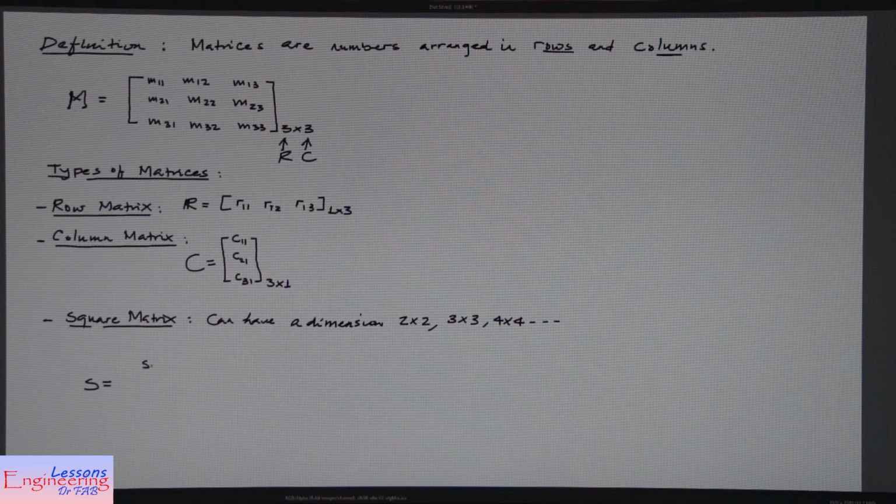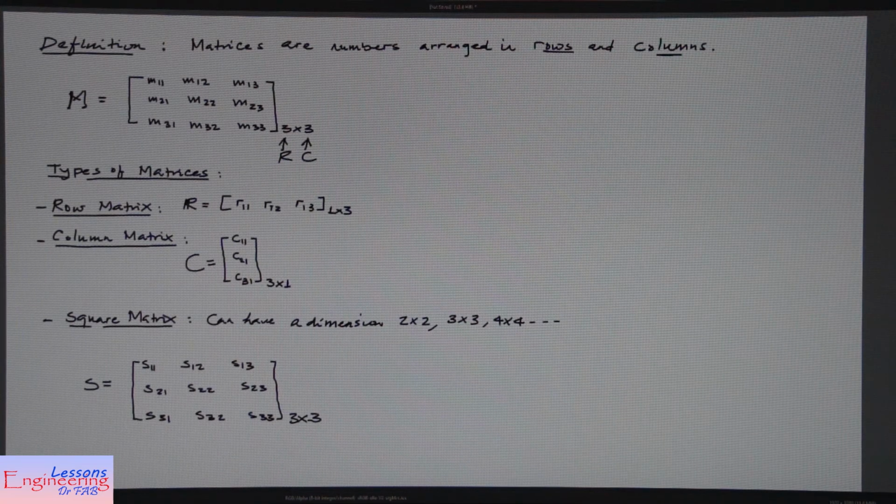So we can write that would be S11, S12, S13, S21, S22, S23, S31, S32, S33. So therefore the dimension of this square matrix is 3 by 3. Always the first entry of the subscripts stands for row and the second stands for column.